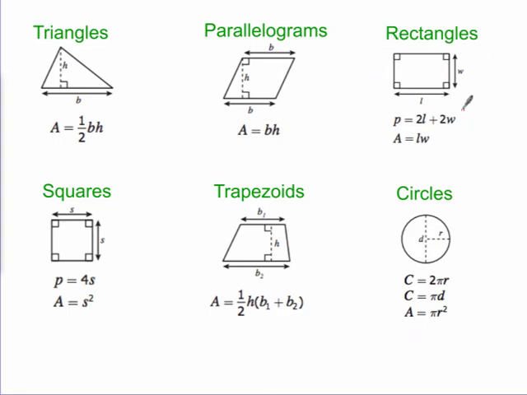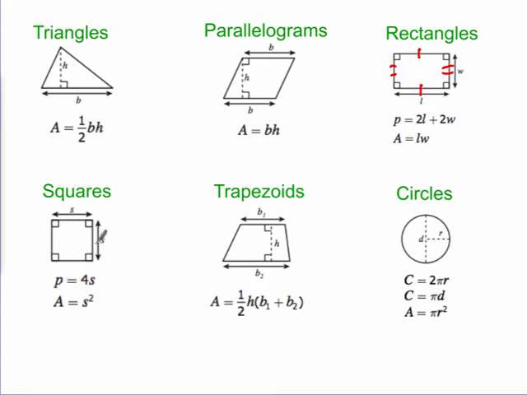A rectangle, the formula for area is basically the same thing as a parallelogram. It's just length times width. And length times width and base times height, they basically mean the same thing in a rectangle, but it's length times width. For a rectangle, we have a perimeter formula, which is 2 times the length plus 2 times the width, because this side and this side are the same, and this side and this side are the same. So if I multiply this side by 2 and this side by 2 and add them together, I'll get the whole perimeter.